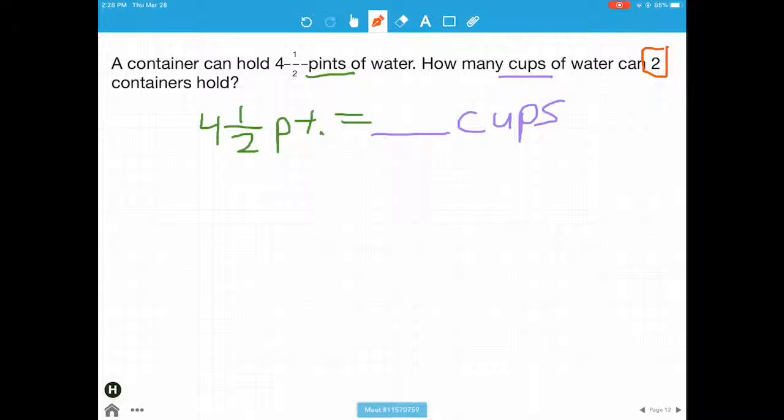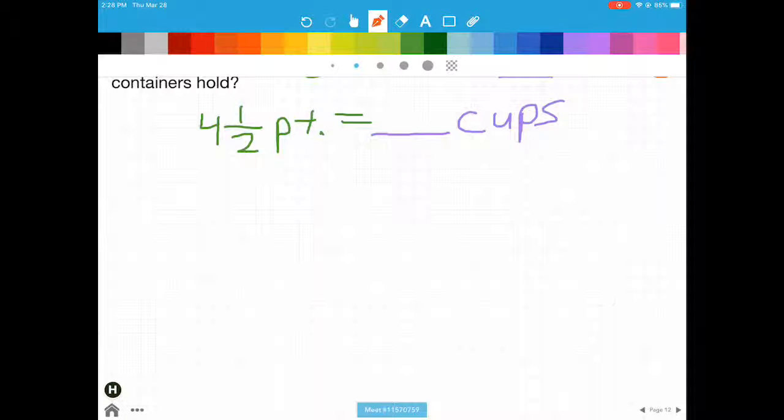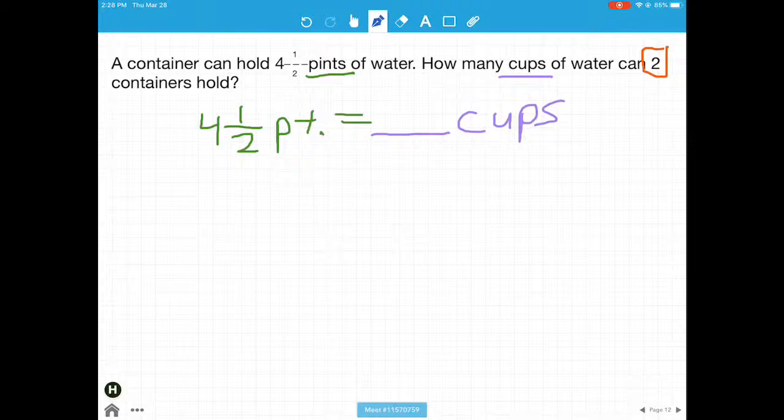Okay? So first we're going to find out how many cups are this, or you can actually multiply 4.5 times 2 and get 9 pints and see how many cups are in 9 pints. Okay, so how many cups are in 1 pint? If you're not sure, remember to go to page 35 of your book to check it out. So if you look on page 35, it's 2 cups in 1 pint.